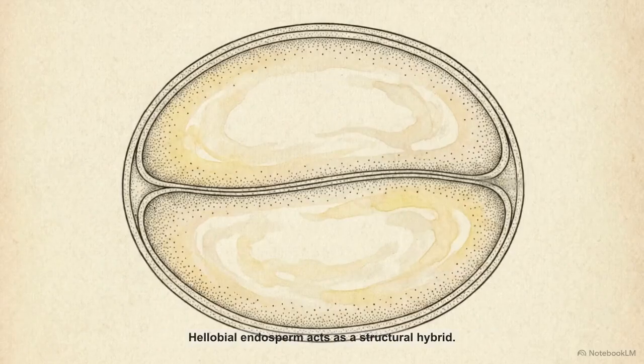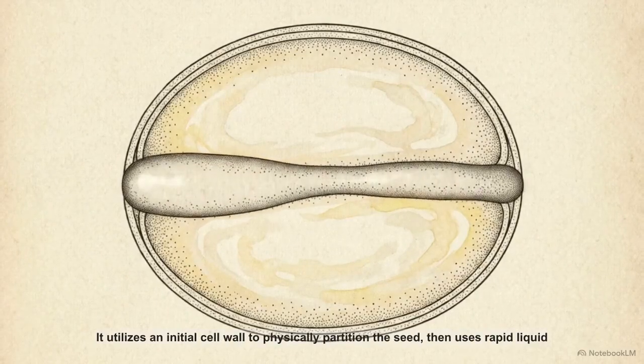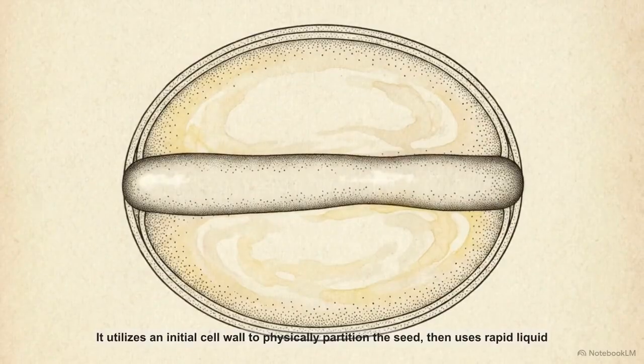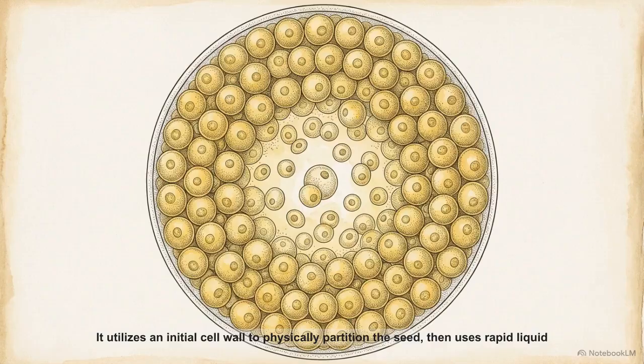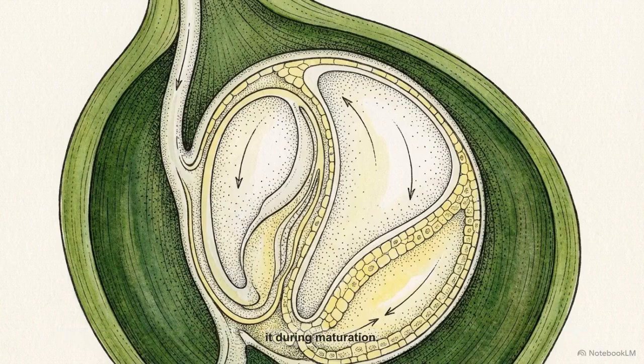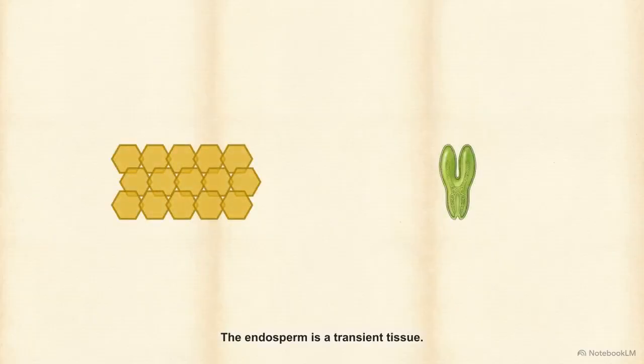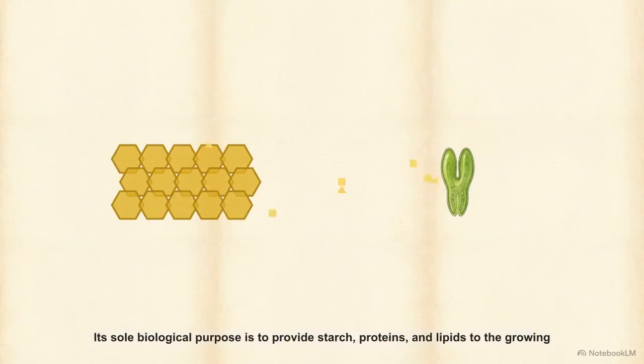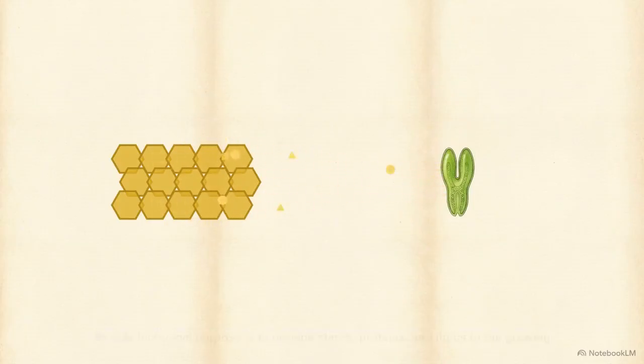Helobial endosperm acts as a structural hybrid. It utilizes an initial cell wall to physically partition the seed, then uses rapid liquid nuclear division within that partition to optimize nutrient scaling. Once the endosperm architecture is built, its final form depends on how the embryo consumes it during maturation. The endosperm is a transient tissue. Its sole biological purpose is to provide starch, proteins, and lipids to the growing embryo.